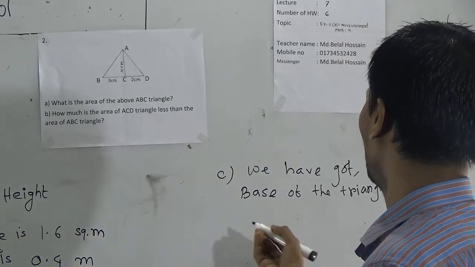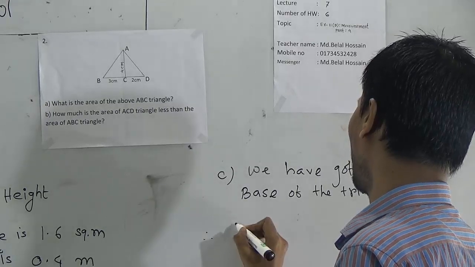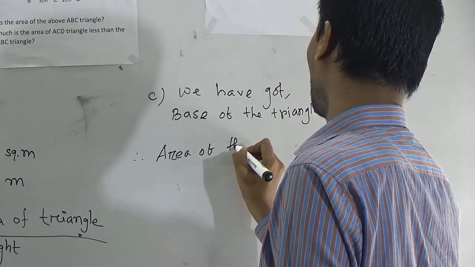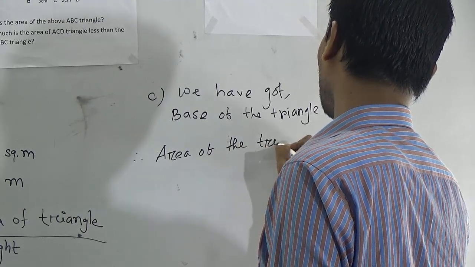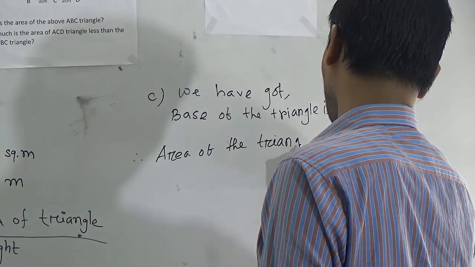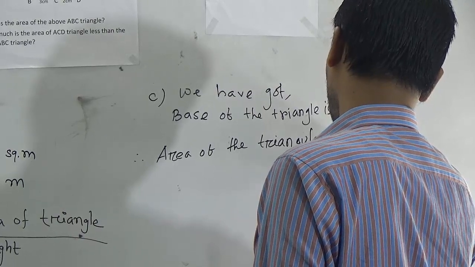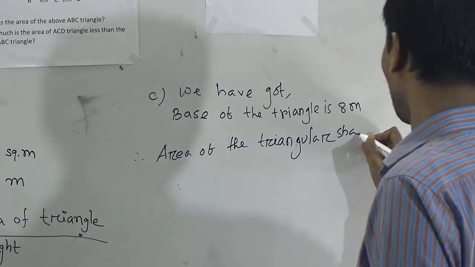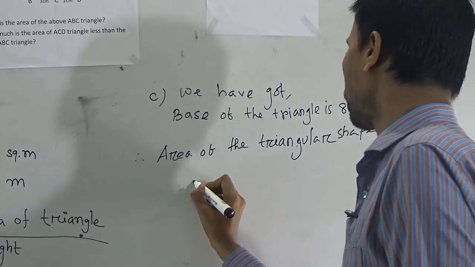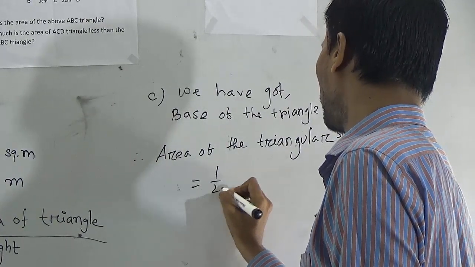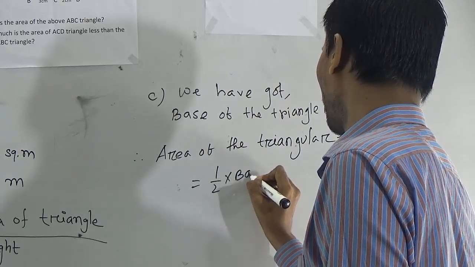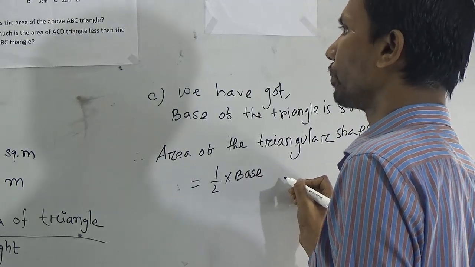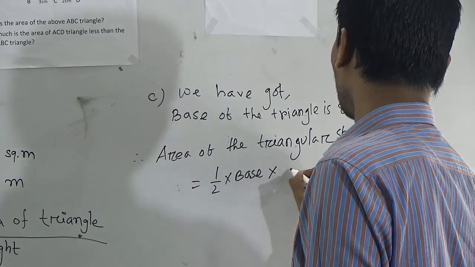Therefore we write area of the triangular shape. Area of the triangular shape is equal to what? 1 by 2 into base into height.